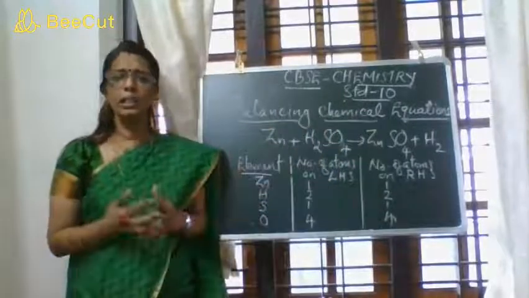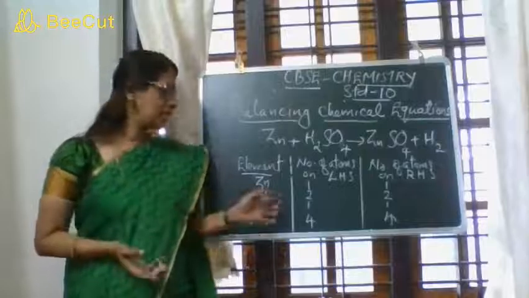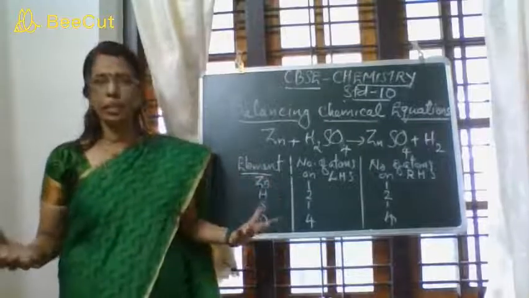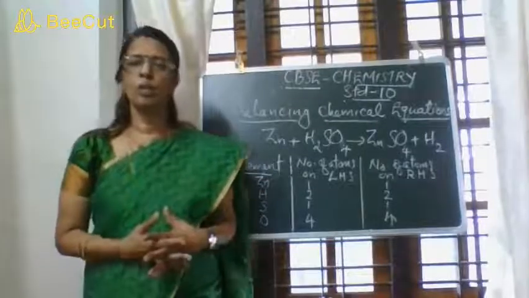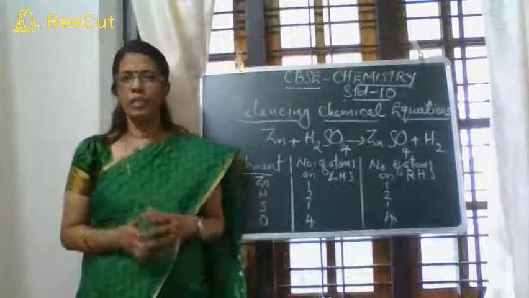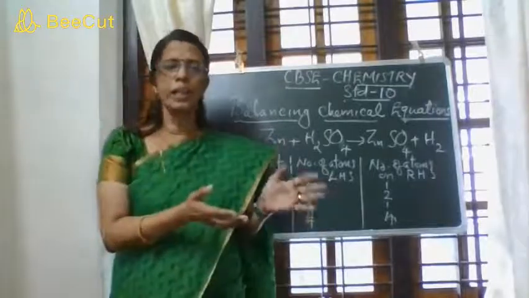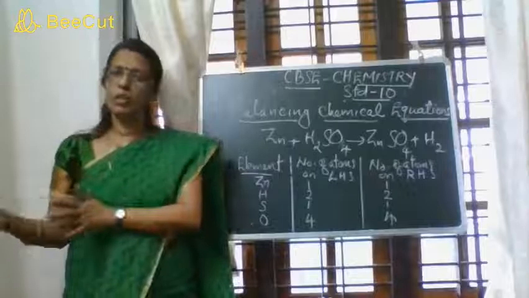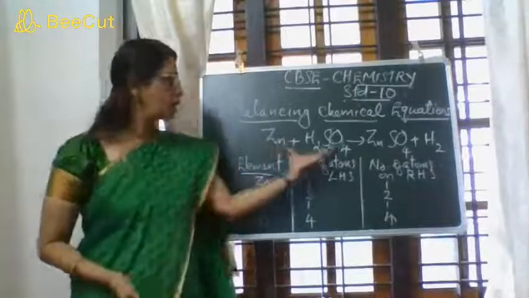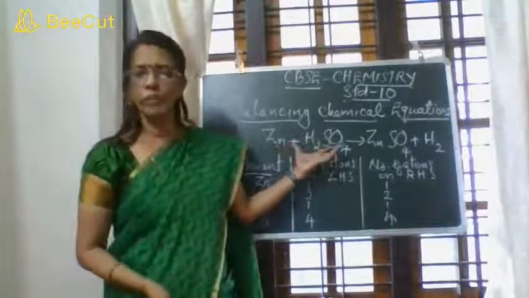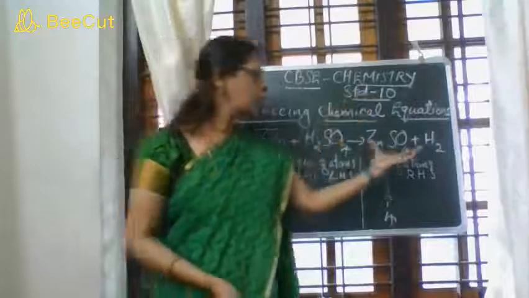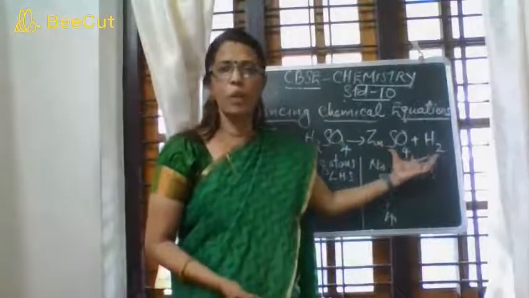So we have to balance the chemical equation, because every chemical reaction follows the law of conservation of mass. What does that indicate? That is, the total mass of the reactants will be equal to the total mass of the products. The total mass of all the atoms present on the left hand side will be equal to the total mass of all the atoms present on the right hand side.